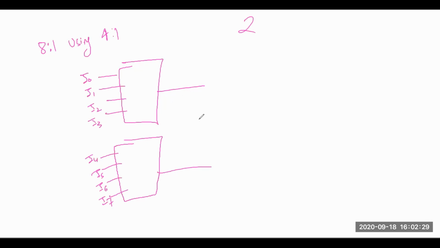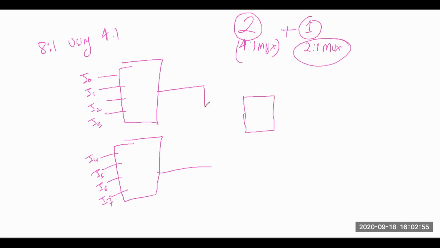So the second thing is you can design this one in a way where you need two 4 is to 1 multiplexers. Because at the end you are getting these 2 outputs, you can take one 2 is to 1 multiplexer if you have. If you don't have, you need to take an OR gate. So this is basically a 4 is to 1 multiplexer, this is basically a 4 is to 1 multiplexer, and this is a 2 is to 1 multiplexer. For the 2 is to 1 multiplexer, I have only one select line.